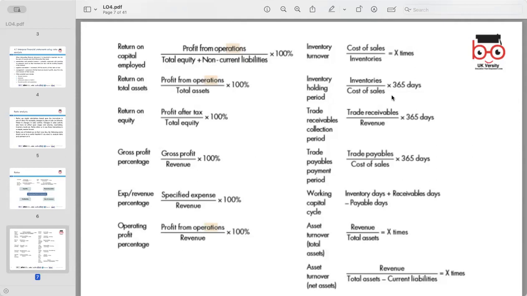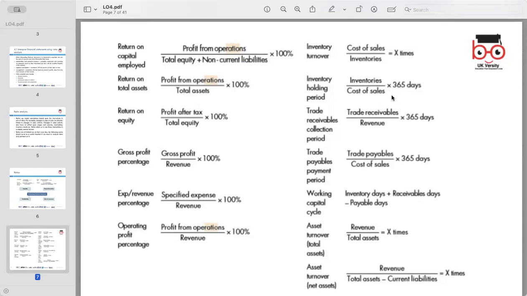Trade payable payment period. This ratio assesses how long a company takes to pay its suppliers. It is calculated by dividing the trade payable by the cost of sales and multiplying the result by 365 days.